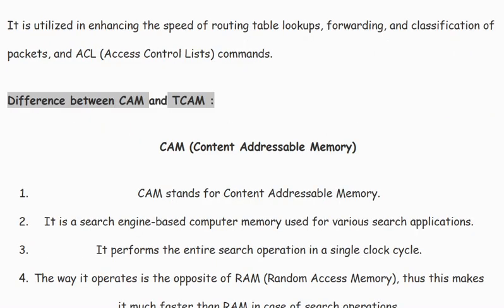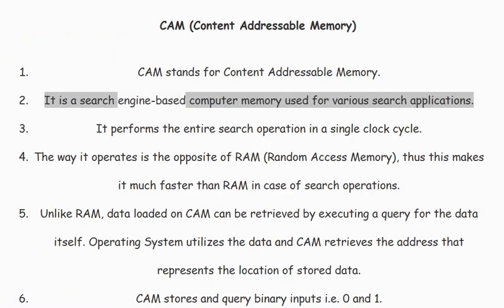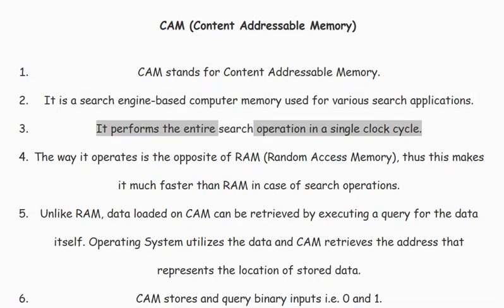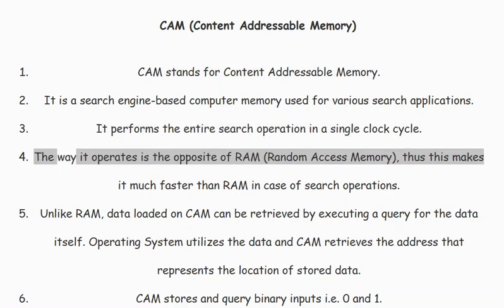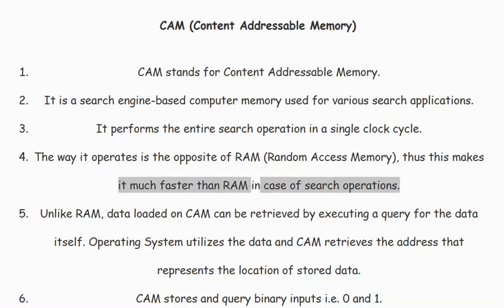Difference between CAM and TCAM. CAM, Content Addressable Memory. CAM stands for Content Addressable Memory. It is a search engine-based computer memory used for various search applications. It performs the entire search operation in a single clock cycle. The way it operates is the opposite of RAM, random access memory. Thus, this makes it much faster than RAM in case of search operations.